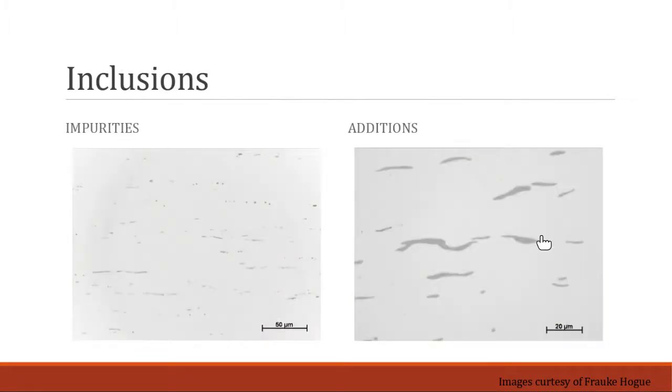Then you have inclusions. Inclusions that are impurities versus inclusions that are formed based on additions of elements that are done on purpose. The image on the left would be an example of impurities that you do not want to see in a high strength, low alloy steel.